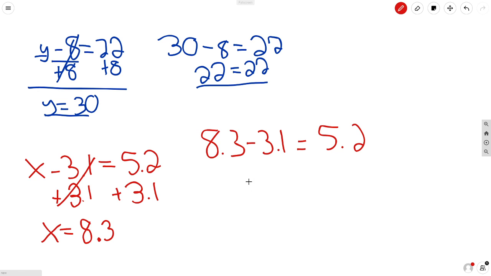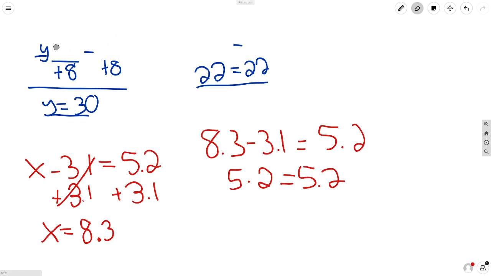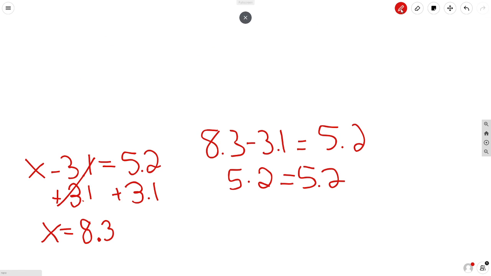And again, to check my work, if I had 8.3 and subtracted 3.1, would I get 5.2? Well, 3 minus 1 is 2. 8 minus 3 is 5. So I do indeed get 5.2. Alright, let's look at another one here.